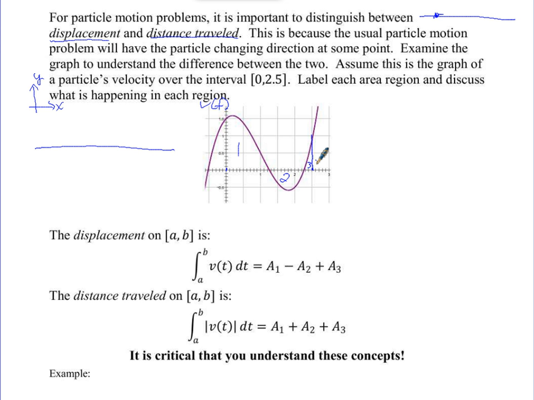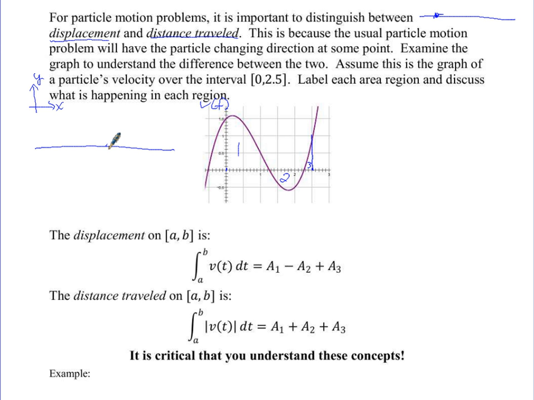So if I want to talk about displacement from start to finish, where did I wind up? What could I do? Add all the areas together. Just integrate from here to here. True? Displacement gives me the total distance traveled, right?